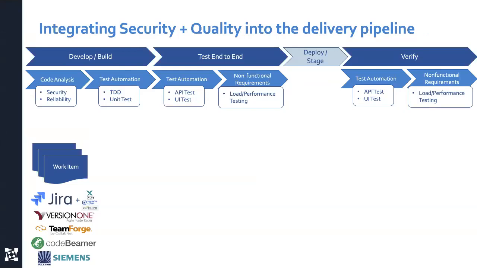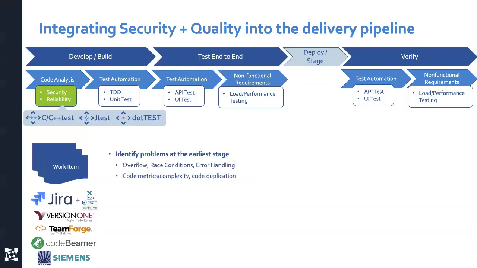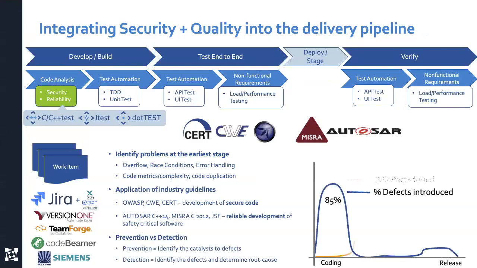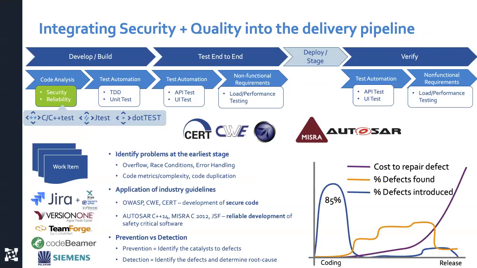So let's break down how we can do these individual pieces and what it takes. Talking about code analysis: what you want to do is leverage industry best practices to prevent reliability issues and security vulnerabilities. We're not talking about code beautification at this point. That is a very valuable thing to do to promote maintainability of the code base, but frankly, there's a whole raft of different technologies out there for doing that.